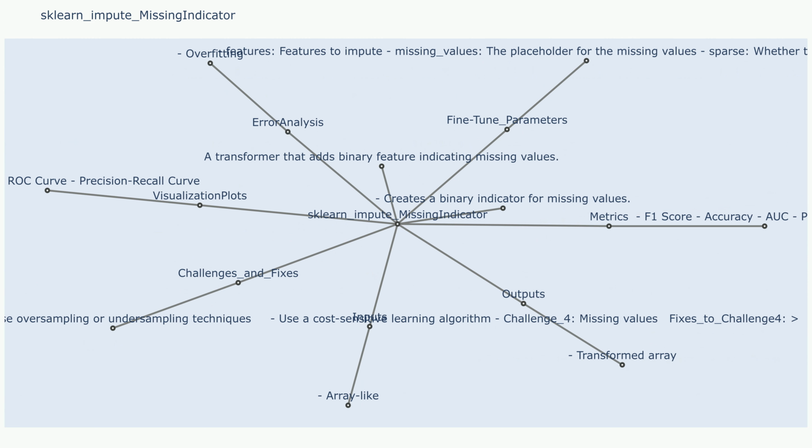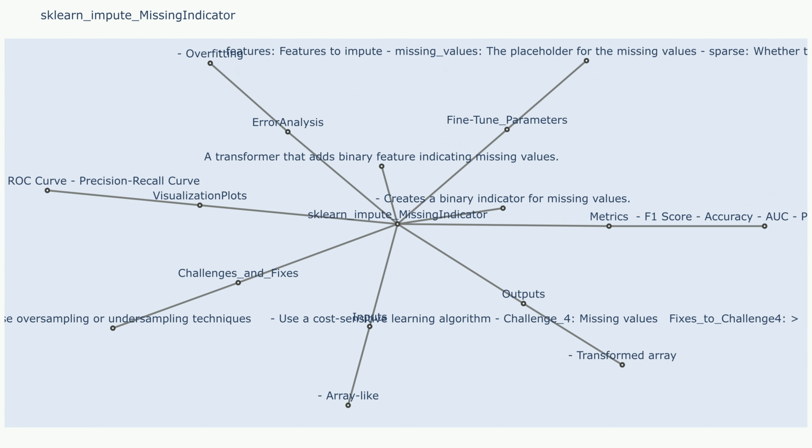Fine-tune parameters. Features: selecting the specific features for which you want to generate missing value indicators allows you to focus on relevant features. Missing values: specifying the specific values considered missing ensures that the indicator correctly identifies all missing values. Sparse: setting this parameter to true can improve efficiency and memory usage for datasets with a high proportion of missing values. Uncertainty methods. None. Missing indicator does not directly address uncertainty in missing value imputation.